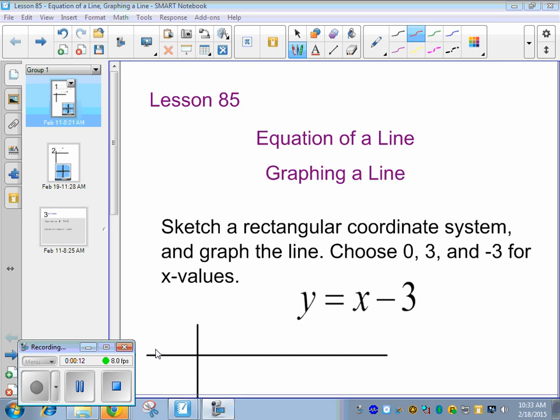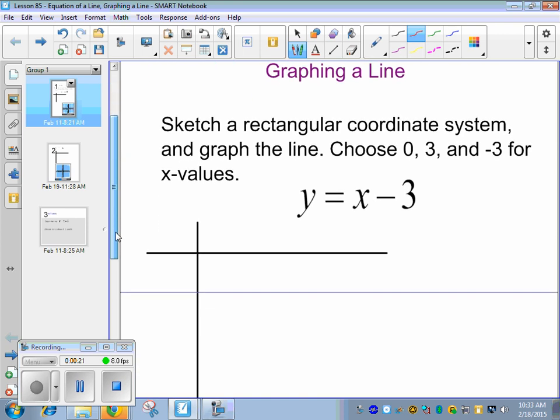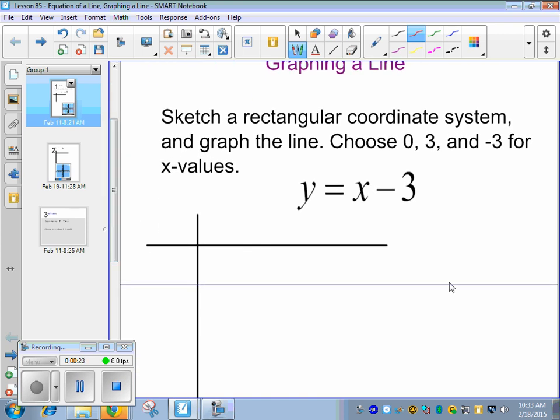And that would be by making a table. All right? So we're going to sketch a rectangular coordinate system and graph a line. Choose 0, 3, and -3 for x values. So they're telling you what to plug in for x. So I want you guys to sketch that table.